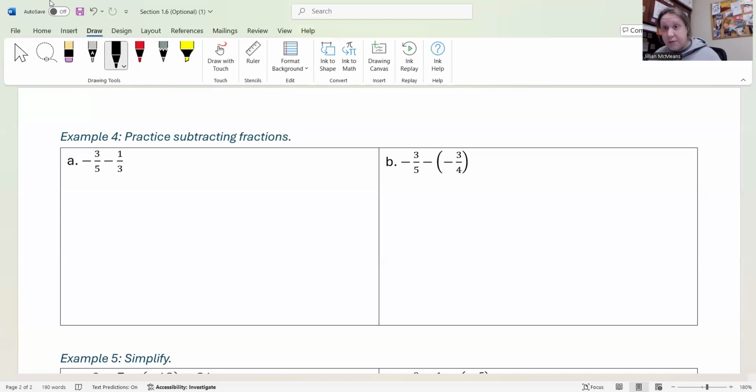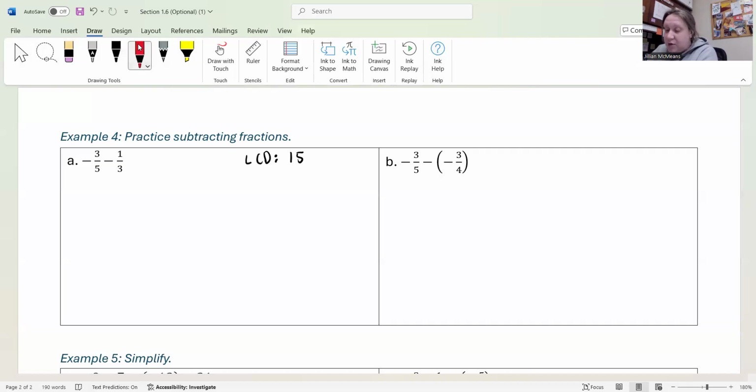So here's what I do. I don't worry about the signs yet. I go ahead and find an LCD, and then I find my equivalent forms, and then I start to worry about all of my signs. Okay, so remember, adding and subtracting, you have to have a common denominator. Since both the denominators here are prime, the product of those two denominators is going to naturally be the LCD. So the LCD here is 15.